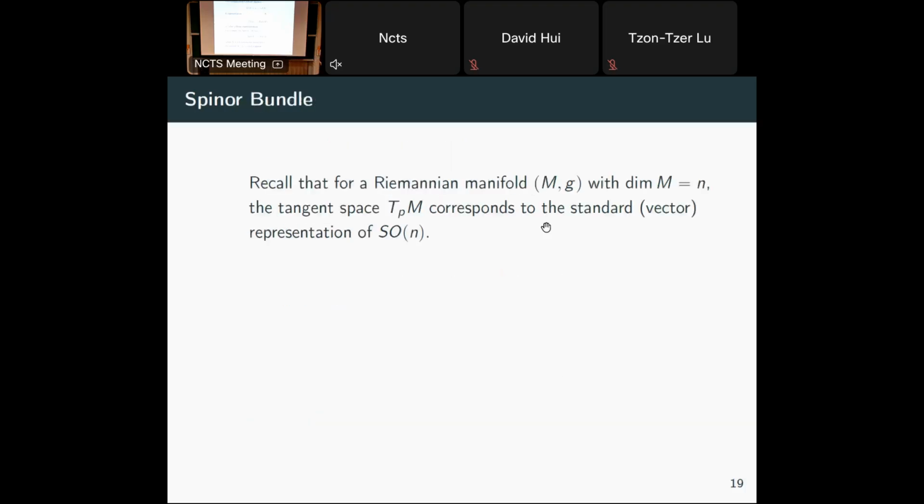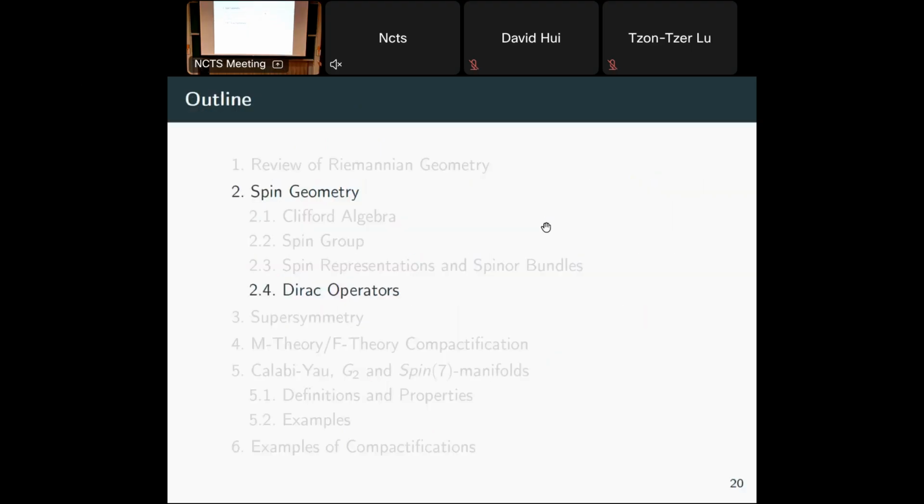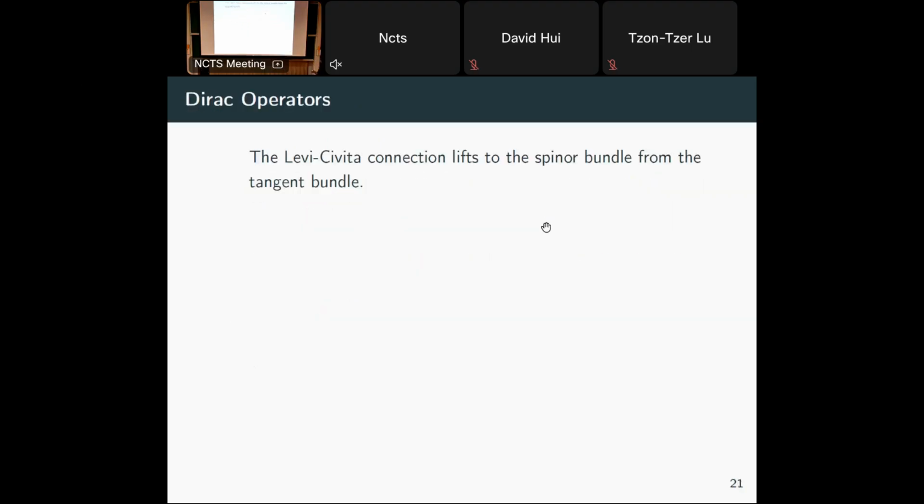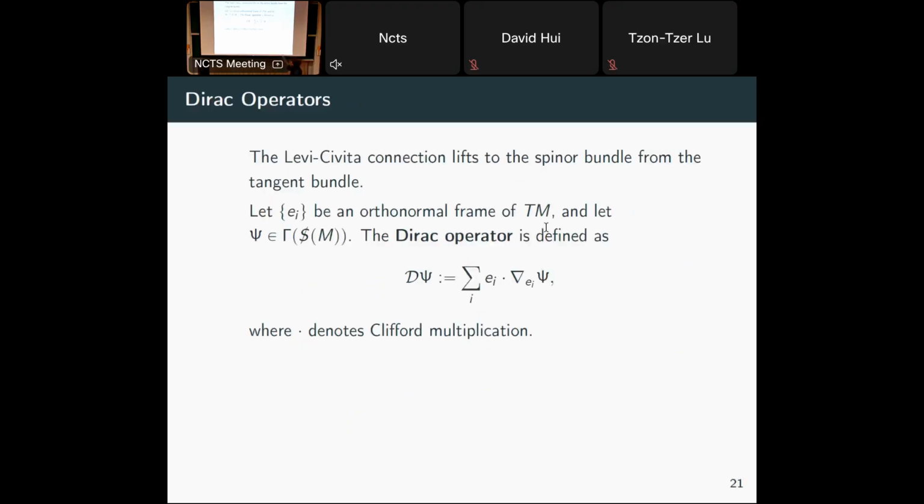Right. So now let's quickly talk about the Dirac operator. As I said, my Levi-Civita connection will lift from the tangent bundle to the spinor bundle. And now I define the Dirac operator to be the Clifford multiplication composed with the Levi-Civita connection. So basically you have this map: the composition of your Levi-Civita connection with the Clifford multiplication is your Dirac operator.